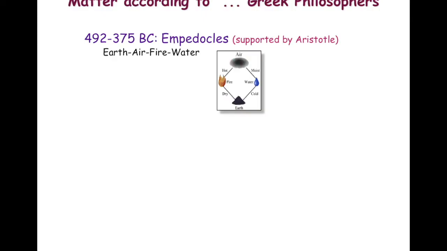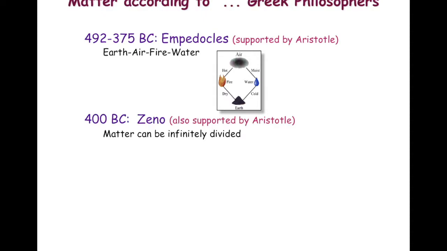And here's an illustration of what they thought were the elements of the universe. A guy by the name of Zeno, about 400 BC, also supported by Aristotle. Aristotle supported a lot of people, but he thought that matter could be infinitely divisible. What does this mean? It means that you can take a piece of rock, split it in half, and keep splitting it in half, and keep splitting it in half, and you will never reach an end. So it can be infinitely divisible.